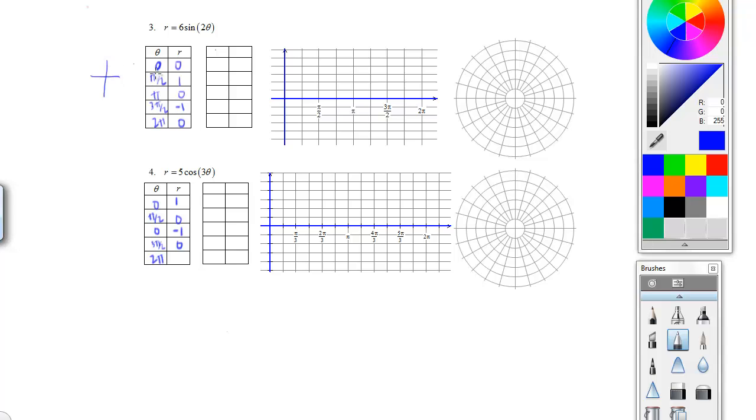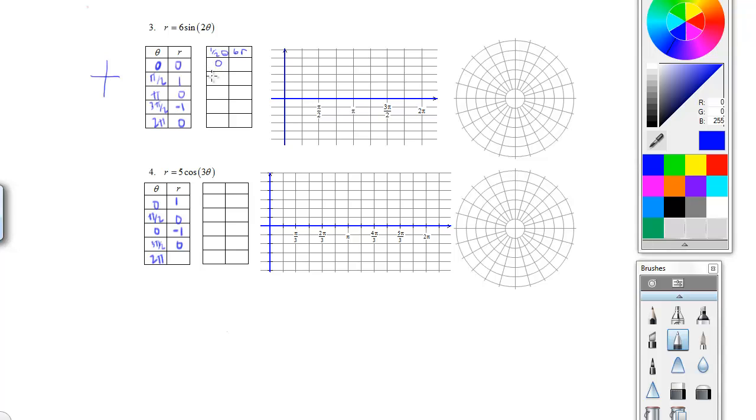At pi over 2, the y-coordinate is 1. At pi, the y-coordinate is 0. At 3 pi over 2, the y-coordinate is negative 1. And at 2 pi, the y-coordinate is 0. Now remember that we need to undo what's being done to the theta in here, so that I get 1/2 of theta. And then this will be 6 times the r values from this table here.